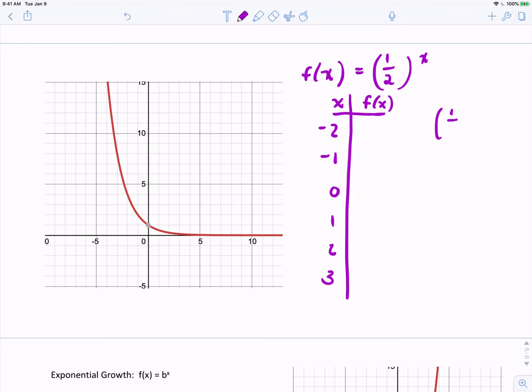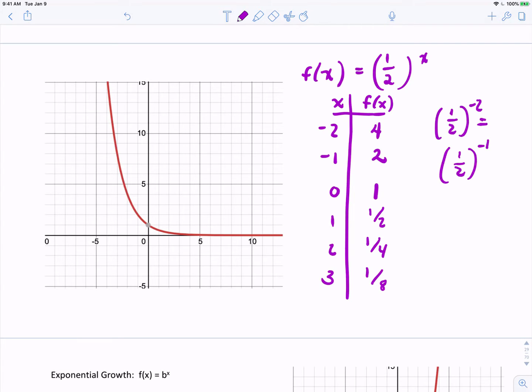1/2 to the negative 2 power would be the same as the reciprocal of this, so that would give us a value of 4. 1/2 to the negative 1 power is the reciprocal again, which would give us 2 to the first power. Here we'd have anything to the 0 power being 1. 1/2 to the first power is 1/2. Squared is 1/4. Cubed is 1/8.